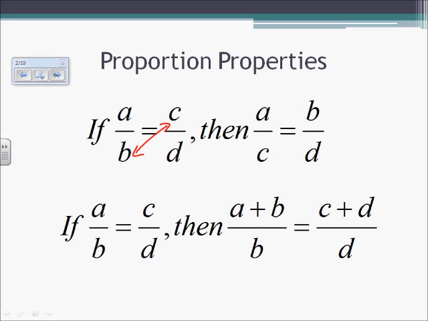We're going to prove one of these statements today in lecture, and one as an assignment problem. The first one: if A over B is equal to C over D, then also A over C is equal to B over D. The second: if A over B is equal to C over D, then A plus B over B is equal to C plus D over D. So we've added the denominator on both the left and right side of the proportion and called them equivalent. Let's hold those statements true. I would write those down because we're going to reference them throughout the rest of lecture.